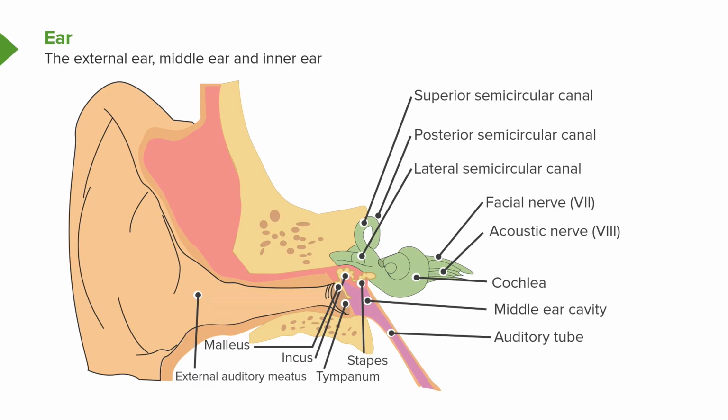You also have labelled there the auditory tube. It's a passage going from the middle ear cavity all the way down to the pharynx. Normally it's closed, except when we swallow or maybe when we yawn. It's a passageway, or a potential passageway, for pathogens passing up from the pharynx.